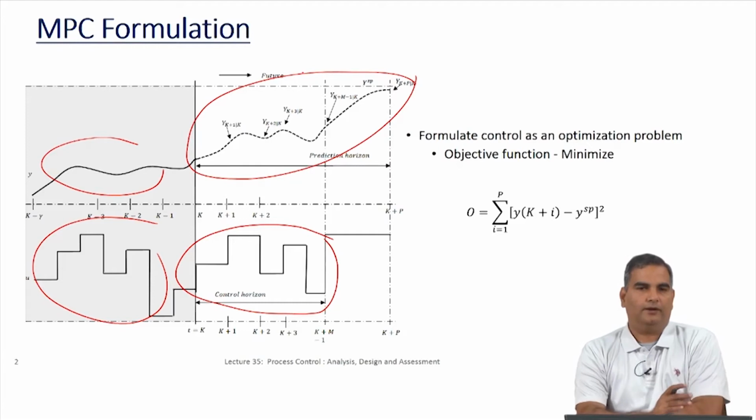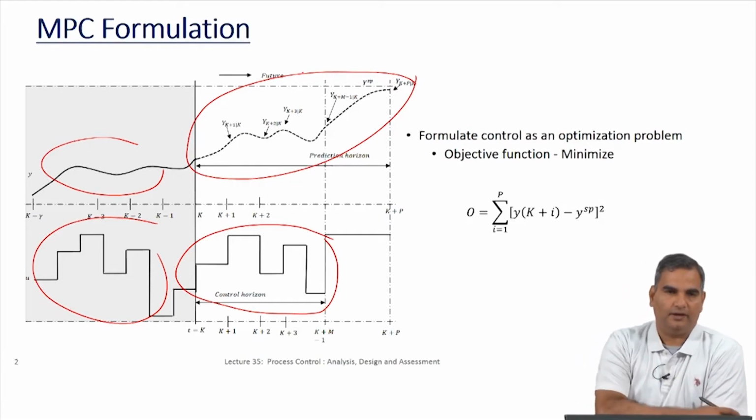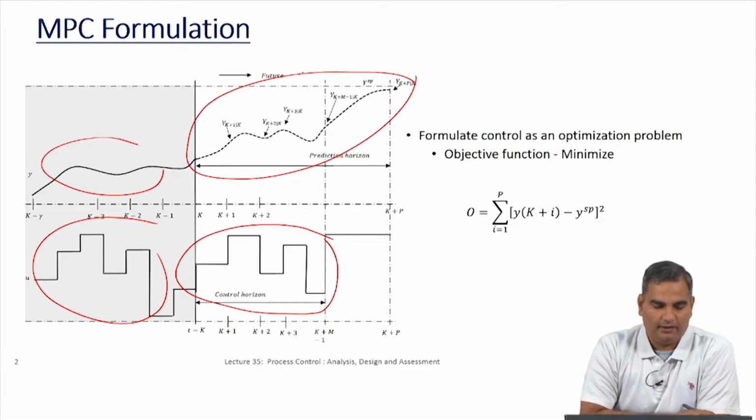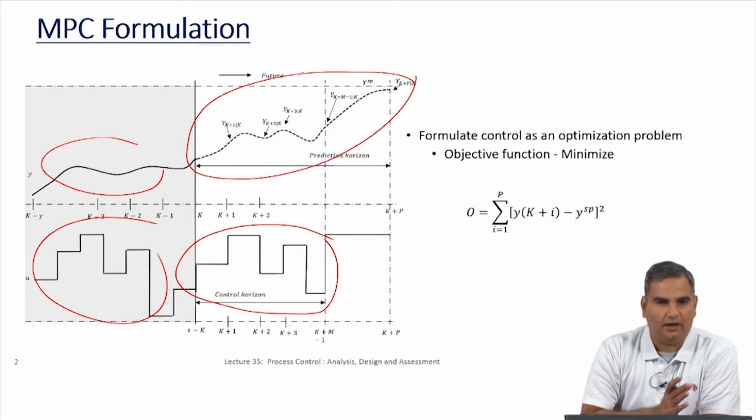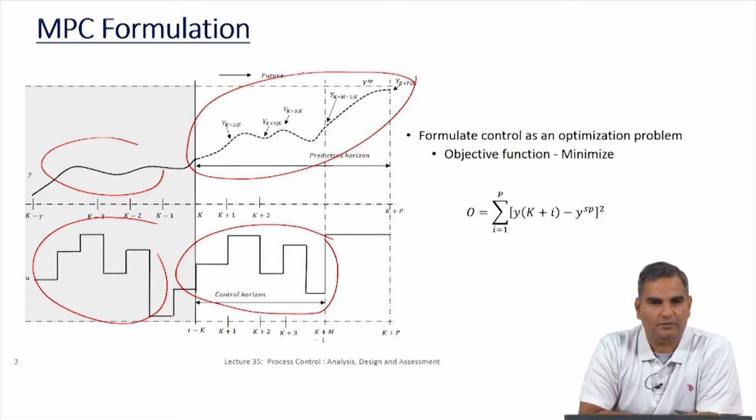So, if we were to now formulate the MPC control problem, essentially we have to take these notions of prediction horizon and control horizon, and then say how this translates to the three components in an optimization formulation. The first component being the objective, the second component being the constraints, and the third component being the decision variables.